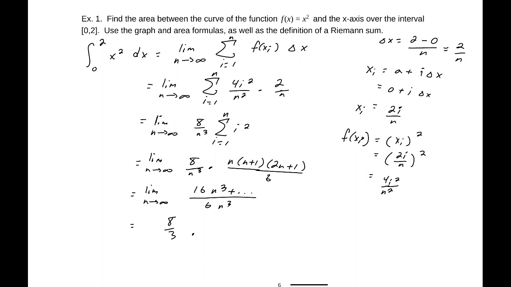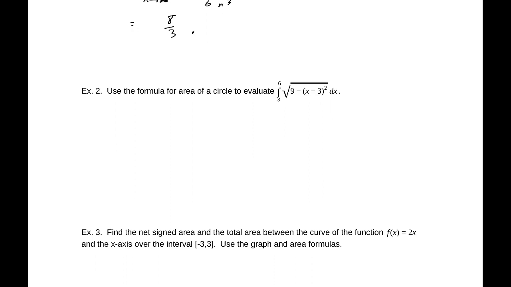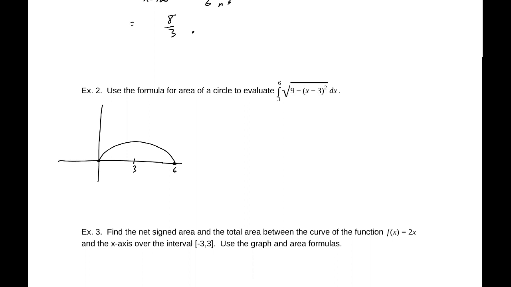Alright, so let's move on to number 2. Use the formula for area of a circle to evaluate the integral from 3 to 6 of the square root of 9 minus (x minus 3) squared. This equation is an upper half circle going from 0 to 6 as its endpoints, and the middle point of that is 3. So here is the area I am seeking to find, the area from 3 to 6 of that function.